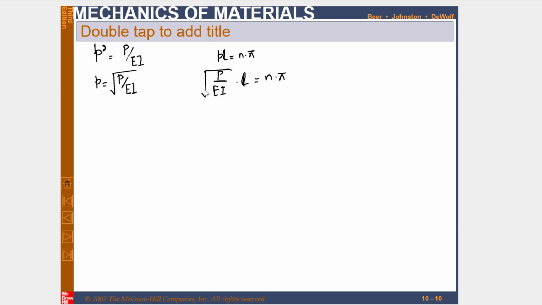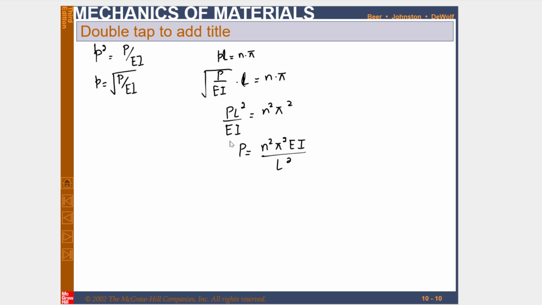So in order to remove this square root, you have to take the square on both sides. When you take the square on both sides, it will be equal to P L square over EI, and that will be equal to n square pi square. Further, if you get this P over here, it will be equal to n square pi square EI divided by L square.